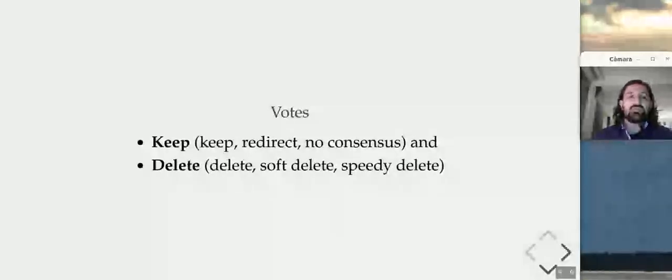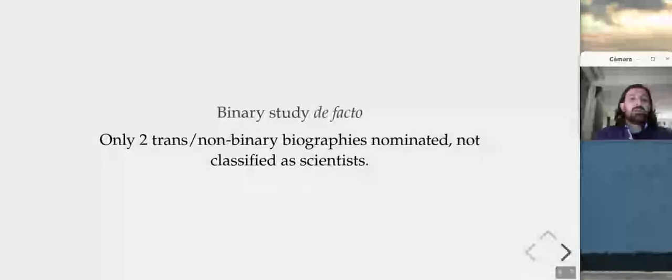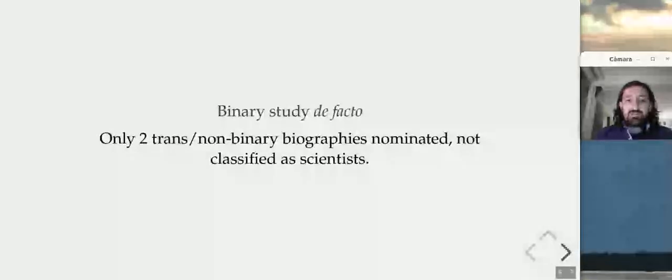For the votes, we use only two categories, keep and delete. There are many other options, for example keep, redirect, or no consensus, but because practically all the content is kept in these other types of votes, we assume that all are kept. And there are many other flavors of the votes, for example delete, soft delete, speedy delete, and the same happens with keep, but we reduce all to the same category so we can count the numbers with keep and delete easily. This is a binary study de facto.